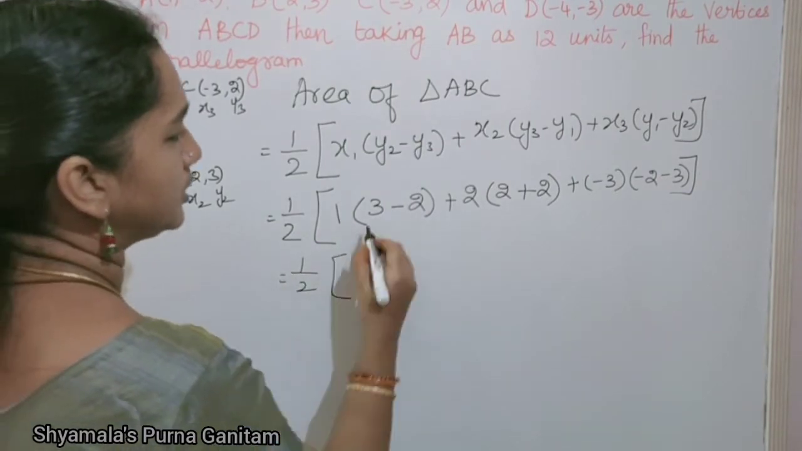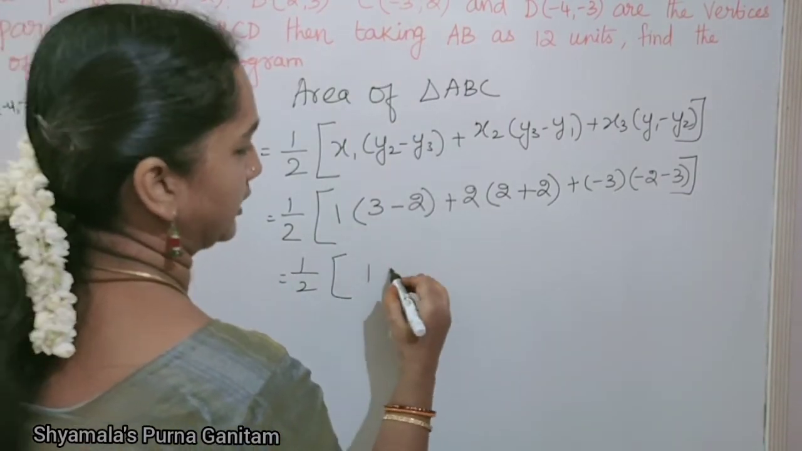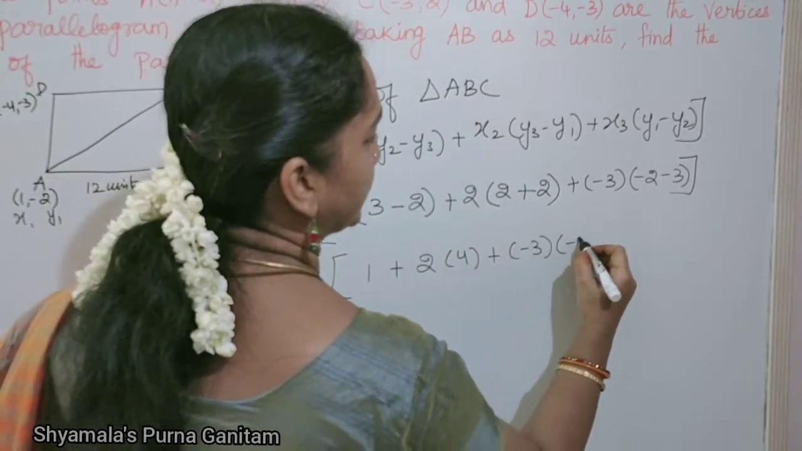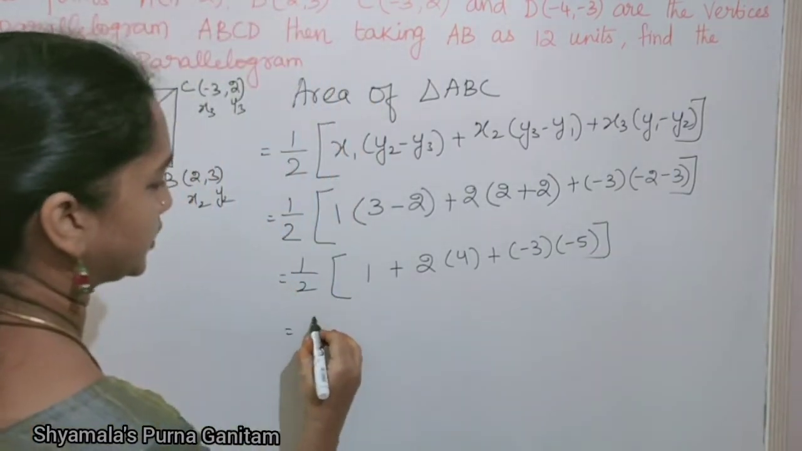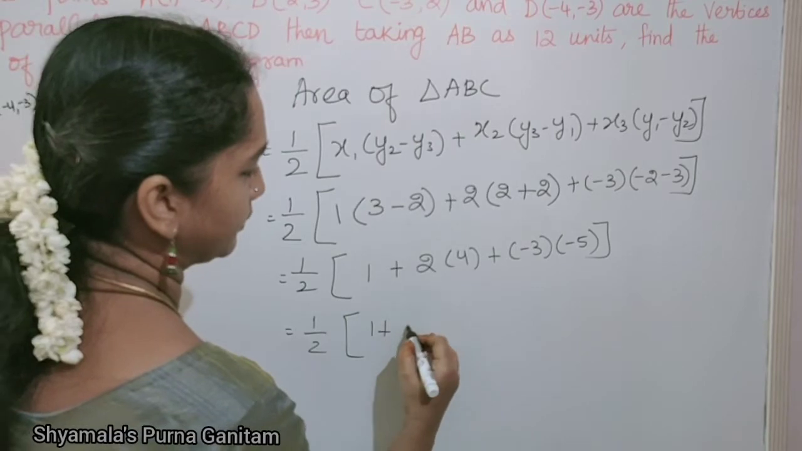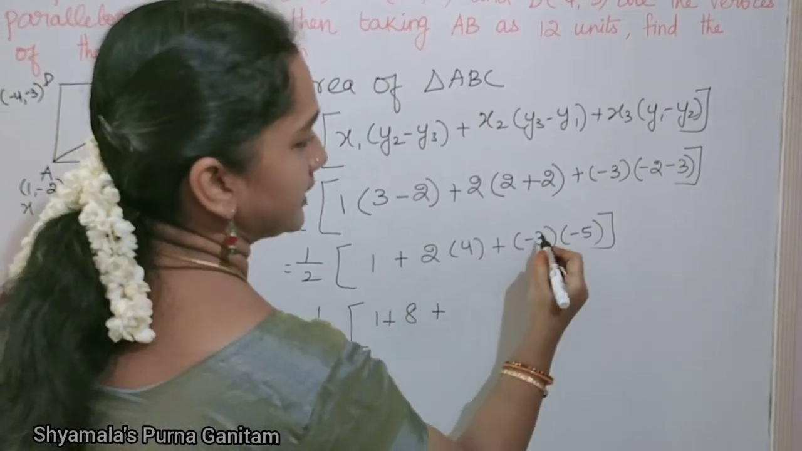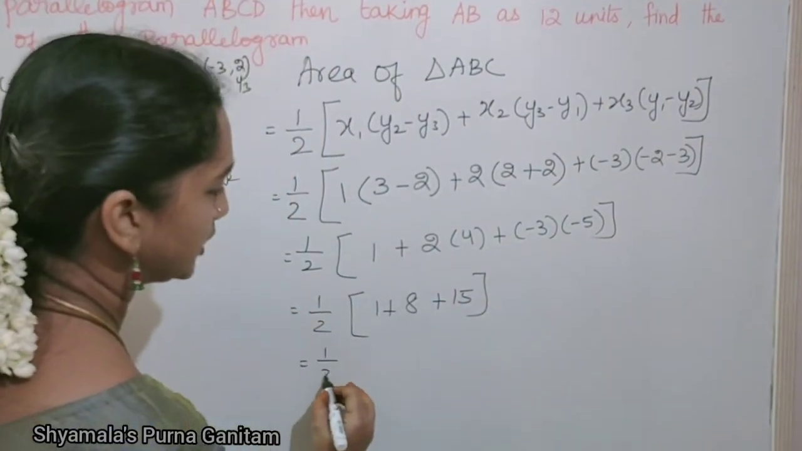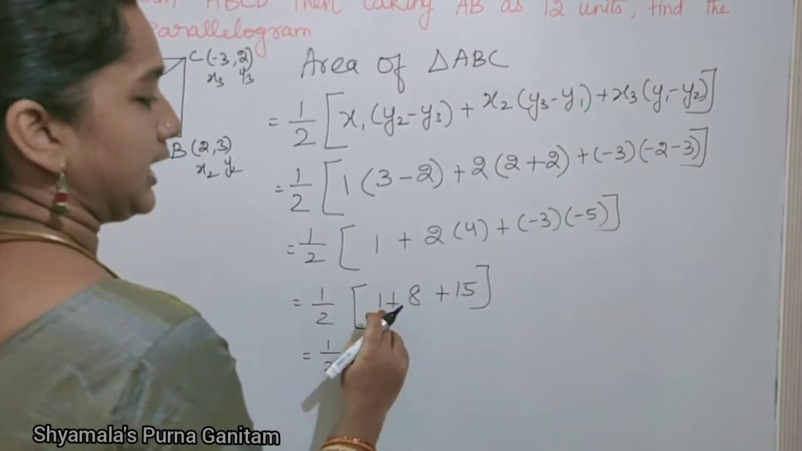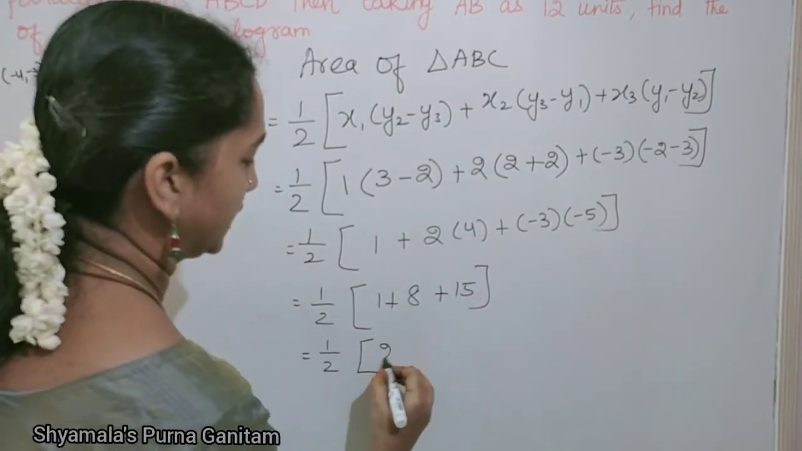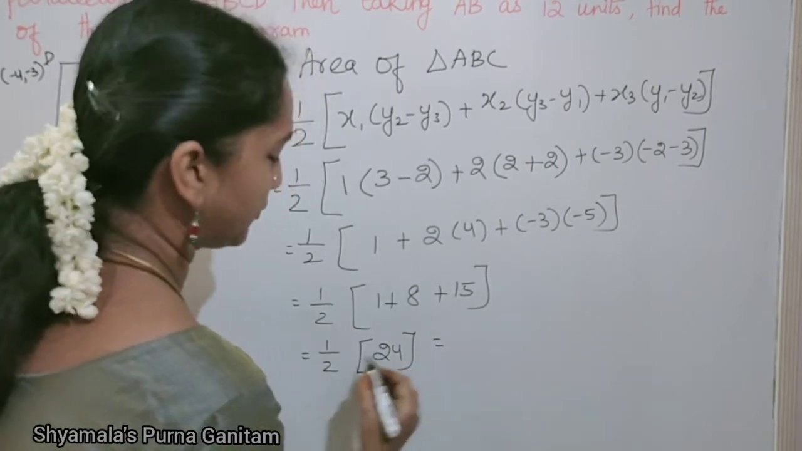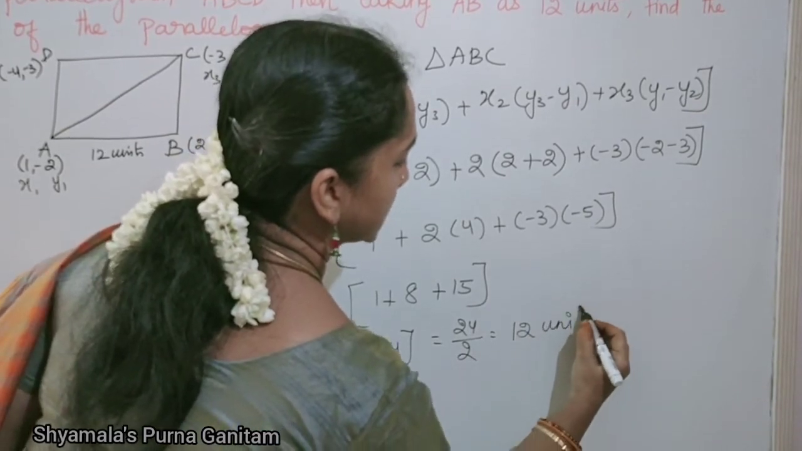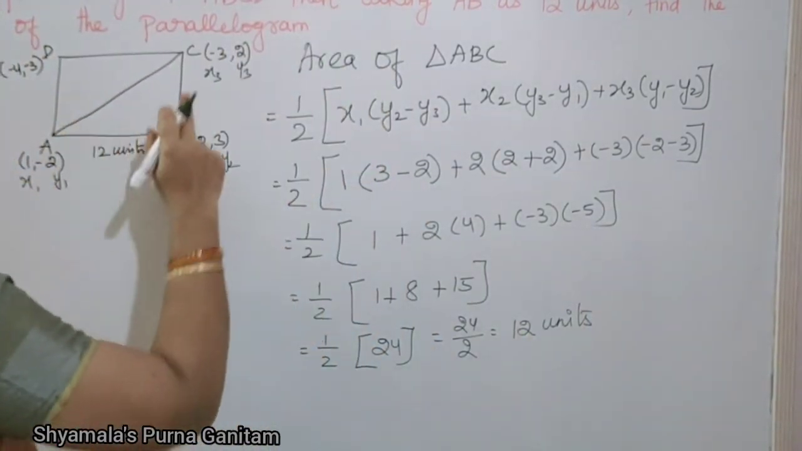So, 1 by 2 into (3 minus 2, which is 1). So, 1 into 1 is 1, plus 2 into 4, plus minus 3 into minus 5. So, 1 by 2 into 1 plus 4 twos are 8, plus 5 threes are 15, plus 15 you will get. So, this will be 1 by 2 into 1 plus 8 is 9, 15 plus 9 is 24. So, this is 24 by 2, 12 units. So, 12 units is the area of triangle ABC.